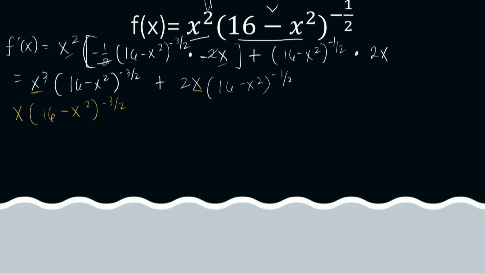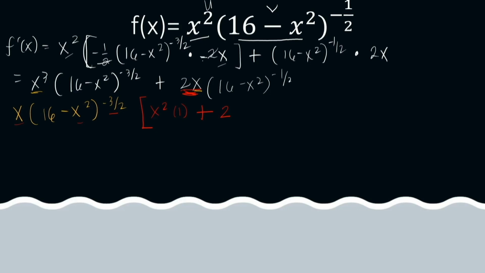And then, ayan. So, x cubed divided by x. So, that is x squared. And then, 16 minus x squared raised to negative 3 over 2 divided by 16 minus x squared raised to negative 3 over 2 is just 1. Okay? Plus 2x divided by x is 2. And then 16 minus x squared raised to negative 1 half divided by 16 minus x squared raised to negative 3 over 2.